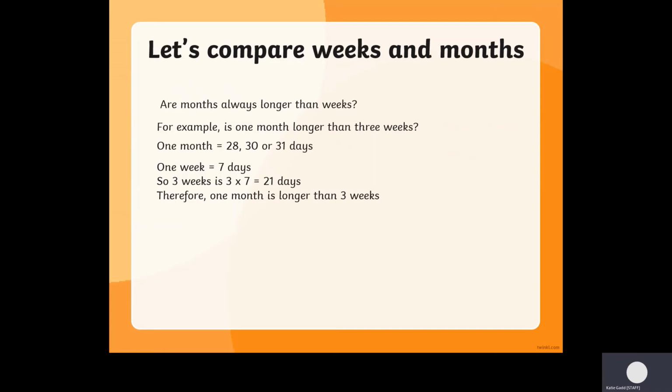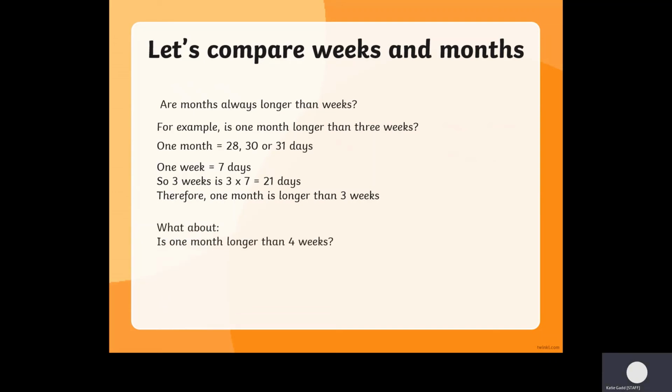and 1 week is 7 days long. So to work out if 3 weeks is longer or 1 month is longer, we need to know how many days there are in 3 weeks. So we need to multiply the number of weeks, which is 3, by the number of days in the week, 7. So 3 times 7 is 21. So 21 days in 3 weeks. So if we compare 21 days to 1 month, we can see 1 month is longer.